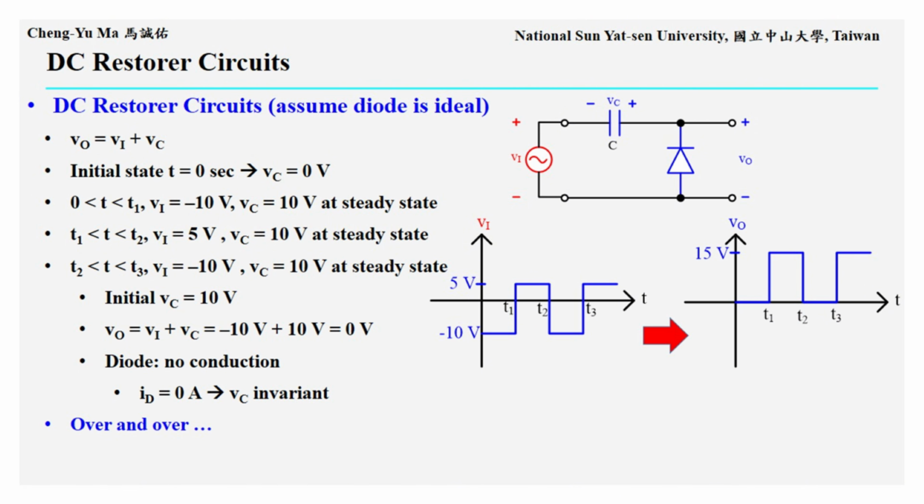Finally, the same process repeats cycle after cycle, as shown in the waveform. In simple terms, this circuit shifts the entire input waveform upward so that the output becomes a positive polarity waveform, while the waveform shape itself remains unchanged. This means that a fixed DC voltage offset has been added to the original signal. For this reason, the circuit is called a DC restorer.